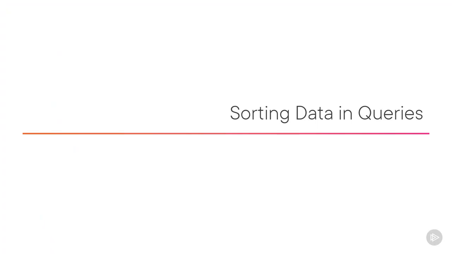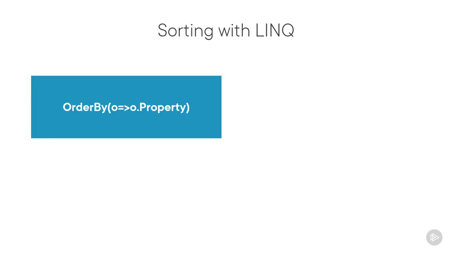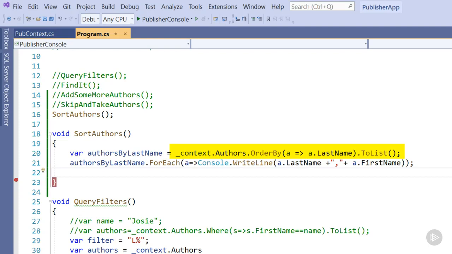Sorting is fairly easy in EF Core queries, but there are a few things that aren't so obvious, and I wanted to be sure you're aware of them. The LINQ method used for sorting is OrderBy. It takes a lambda expression of the property you want to sort by. Here's a query where I'm sorting the authors by their last name, and then writing out the last name and first name of each author to the console.